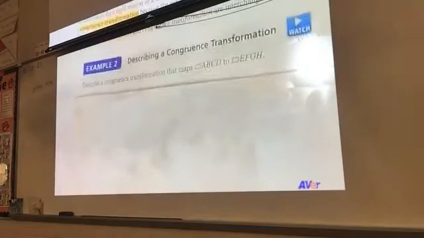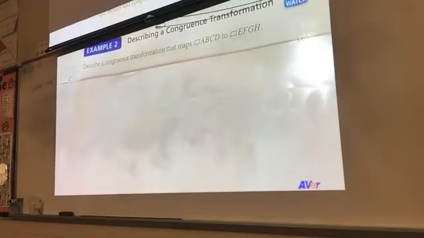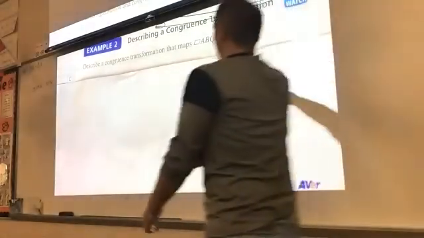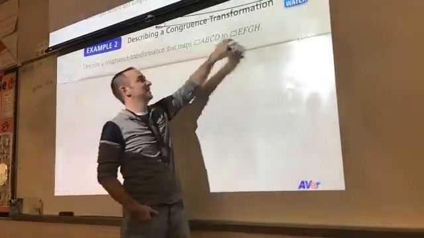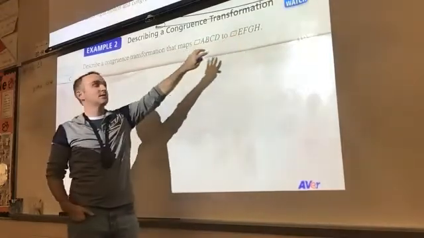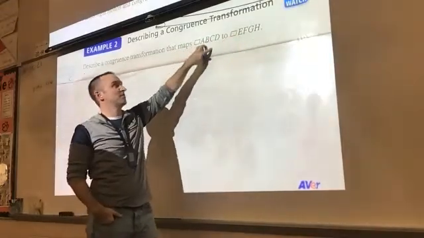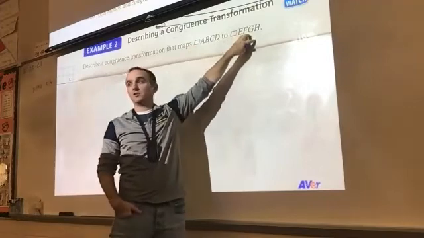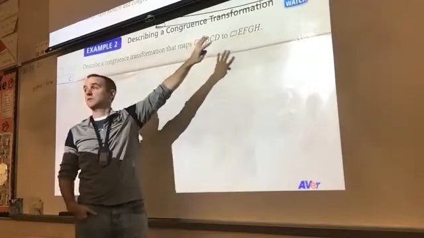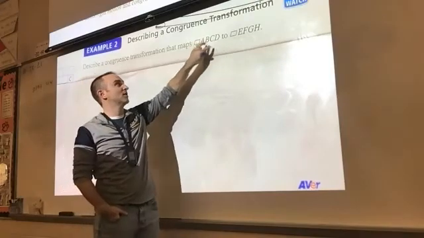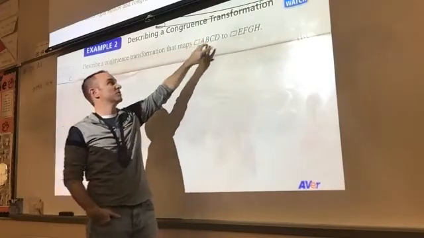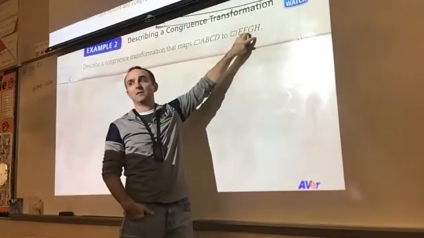Let me give you the wording of the problem first, and then I'll show you the picture, because the wording is very important. It says congruence transformation that maps ABCD to EFGH. This is important because it tells us this is our pre-image and this is our image, because it doesn't have primes, so we can't tell that way. We have to look at the wording of the sentence. So we're starting here, we're ending here.